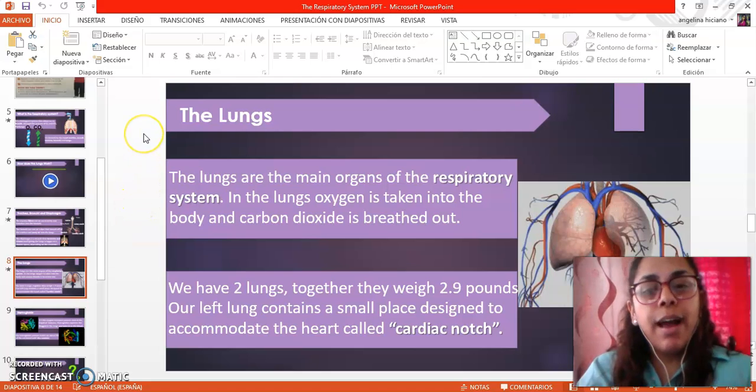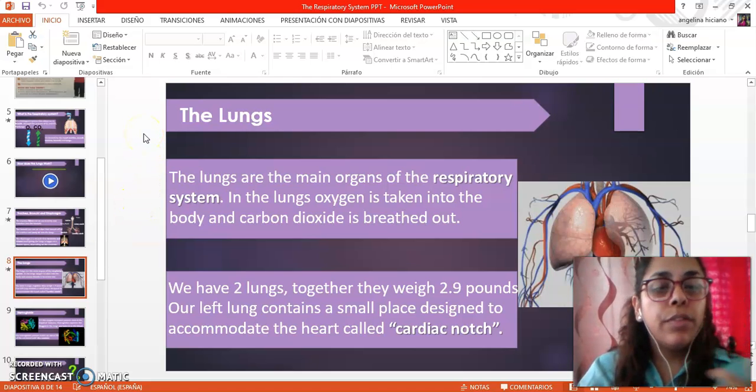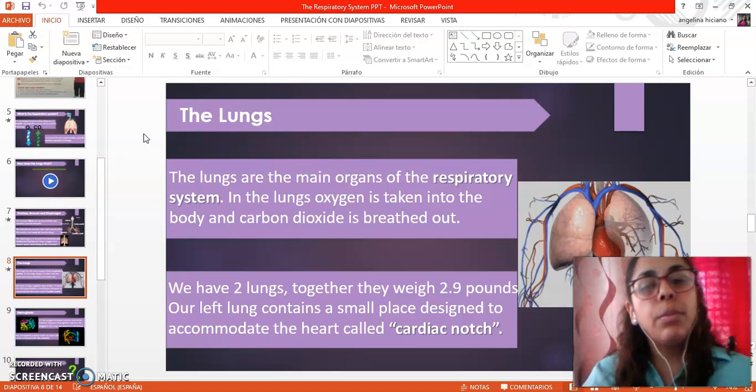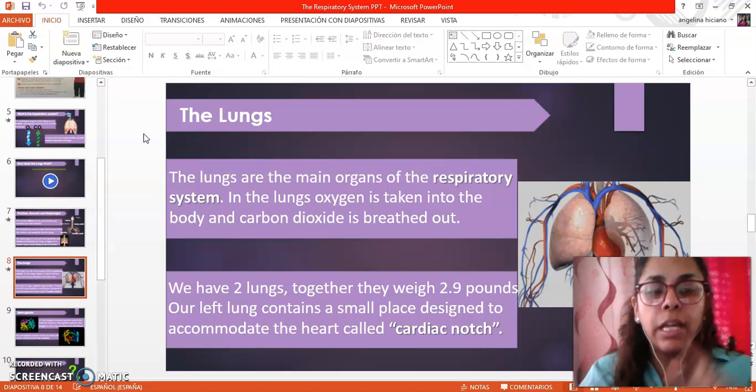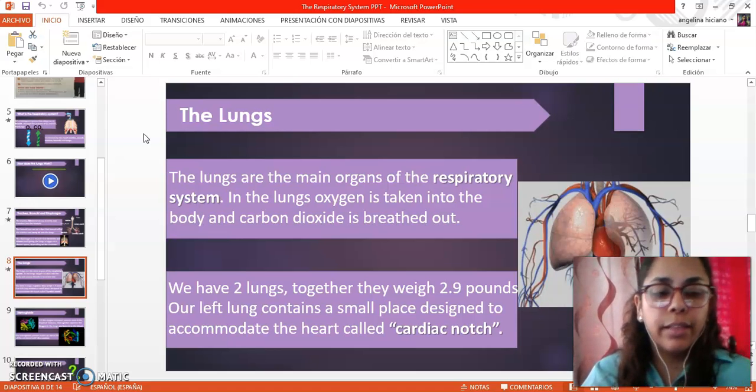So the lungs are the main organs of the respiratory system. In the lungs, oxygen is taken into the body and carbon dioxide is breathed out. We have two lungs, but the left lung is going to be smaller than the right lung.